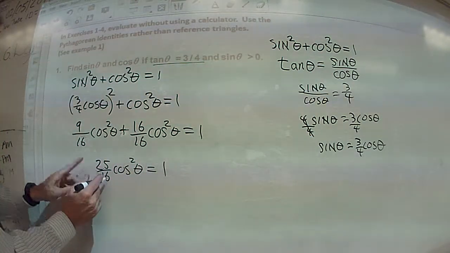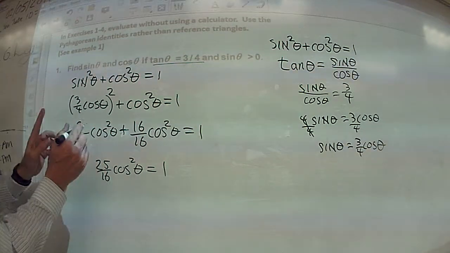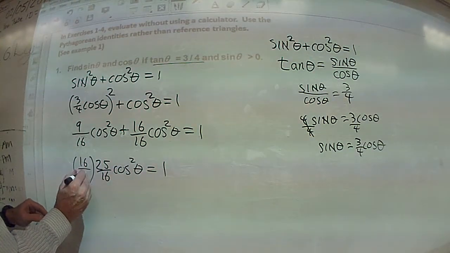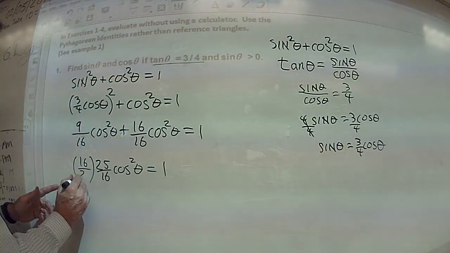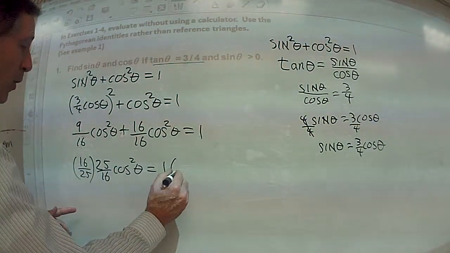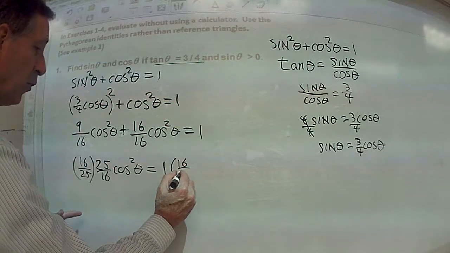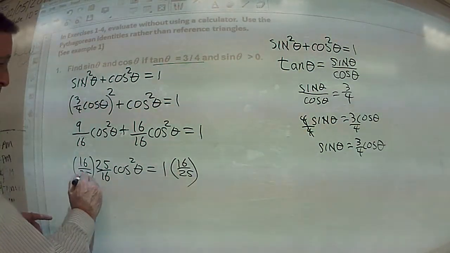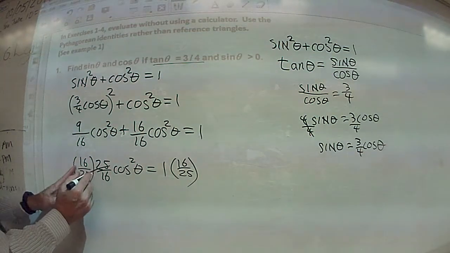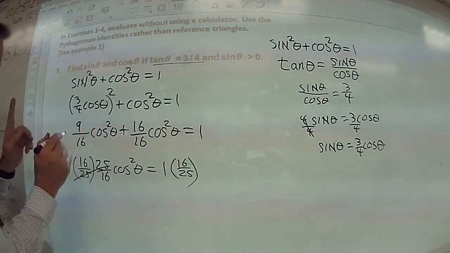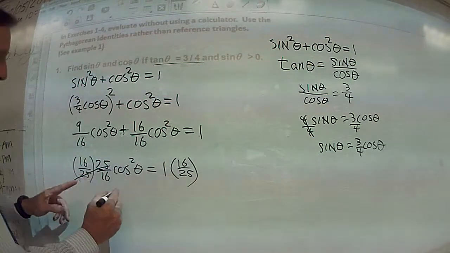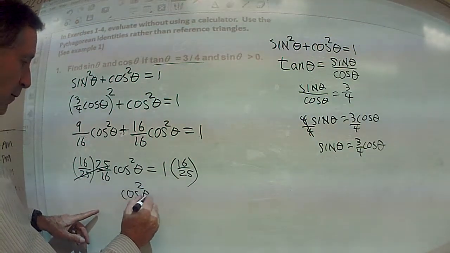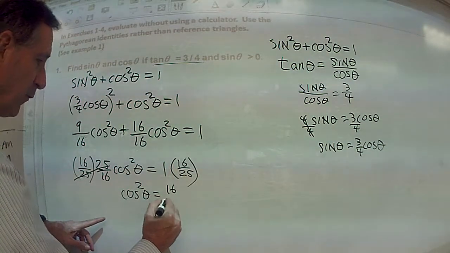And we're going to now get rid of this 25/16. What do we do to get rid of this fraction? Well, we multiply by its reciprocal, which is 16/25. And we need to do likewise to the right side of the equation using the golden rule of algebra: doing to one side of the equation what you do to the other. We cancel these reciprocals, which multiply together to equal 1. So we have cosine squared theta is equal to 16/25.